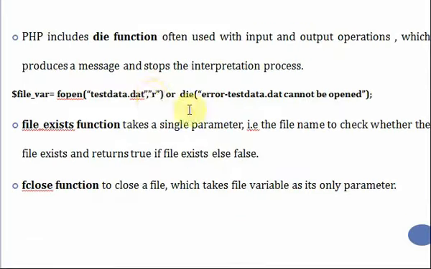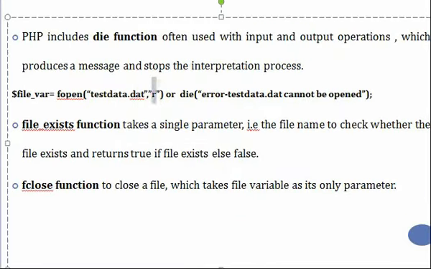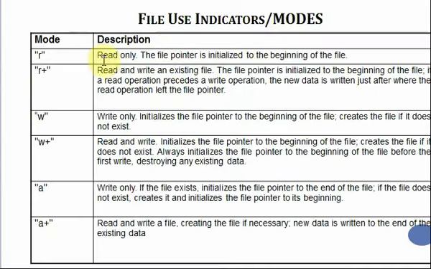In this example program you saw r. r is nothing but read. So when your indicator is r, what is the meaning of that? It is a read only file. The file pointer is initialized to the beginning of the file. So you are opening a file in read mode, and the file pointer is at the beginning of the file. Whereas r plus is read and write on an existing file. You can read as well as write into the file. The file pointer is initialized to the beginning of the file.